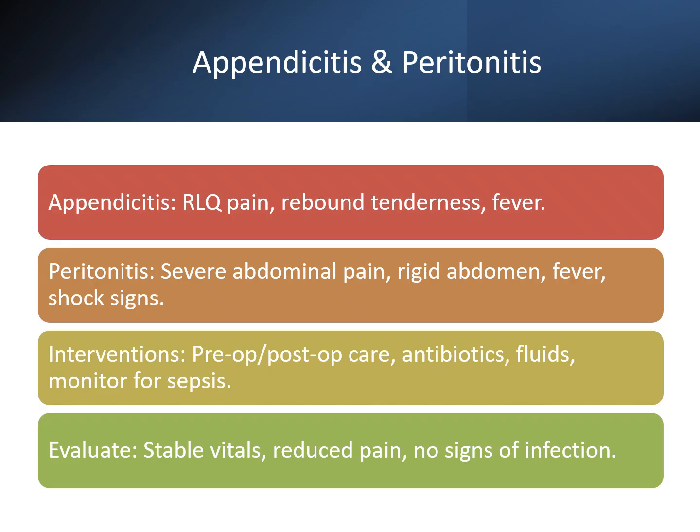Appendicitis and peritonitis. Appendicitis is right lower quadrant pain, rebound tenderness, and fever. Peritonitis is severe abdominal pain, rigid abdomen, fever, shock signs. Interventions: pre- and post-op care, antibiotics, fluids, and monitor for sepsis. Evaluate stable vitals, reduced pain, no significant infection.